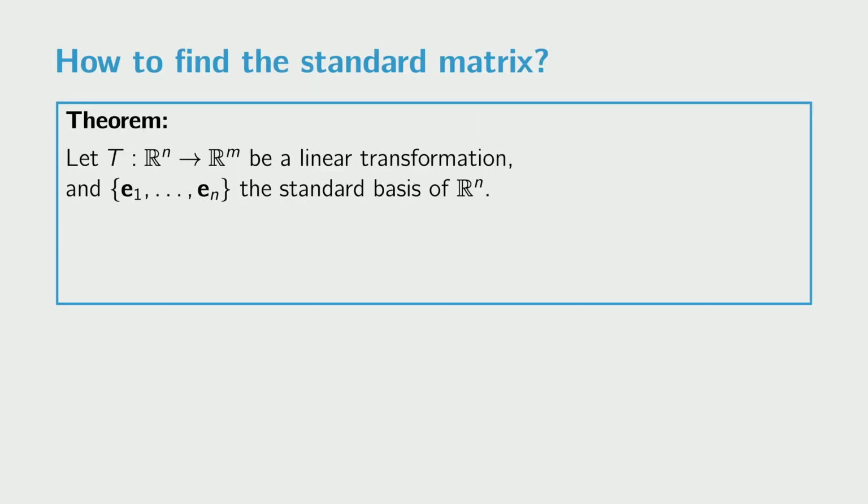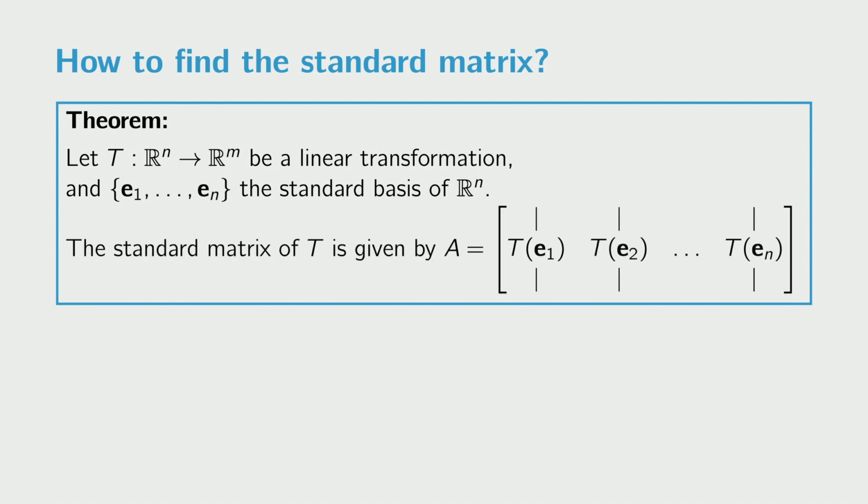If T is a linear transformation from Rn to Rm, and we denote the standard basis vectors of Rn as e1 to en as usual, then the columns of the standard matrix are obtained by applying the transformation to each standard basis vector. The proof runs precisely analogously to the example. Take a vector x in Rn and write it as linear combination of the standard basis vectors. Then T of x can be written like this.